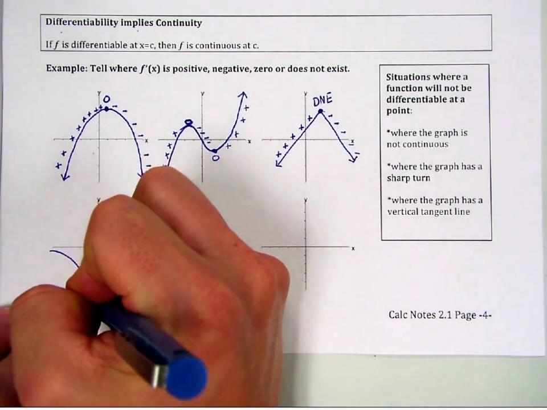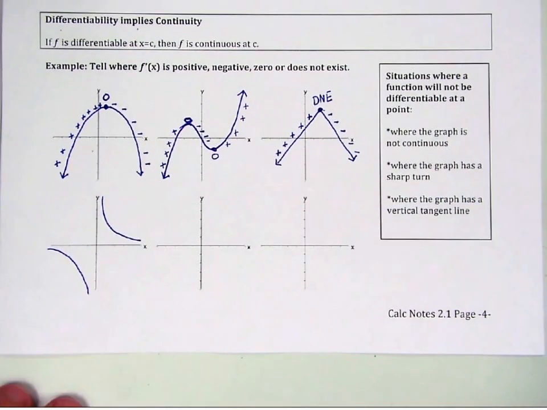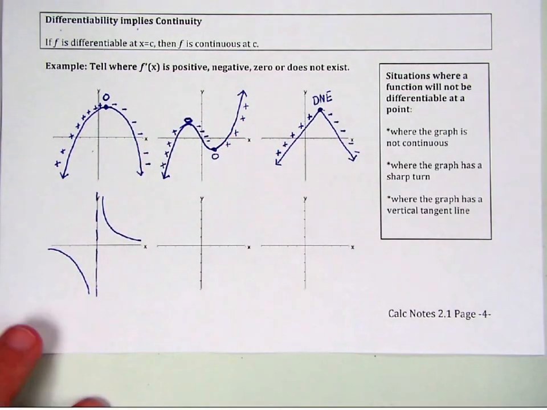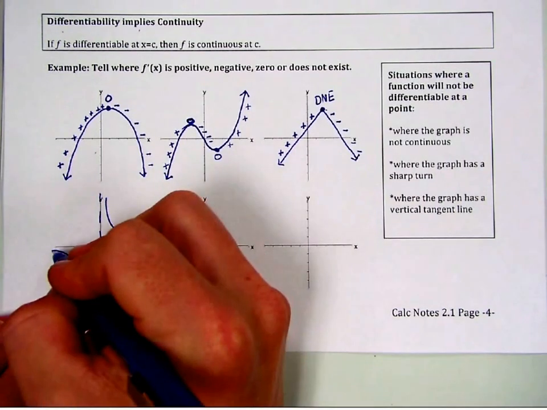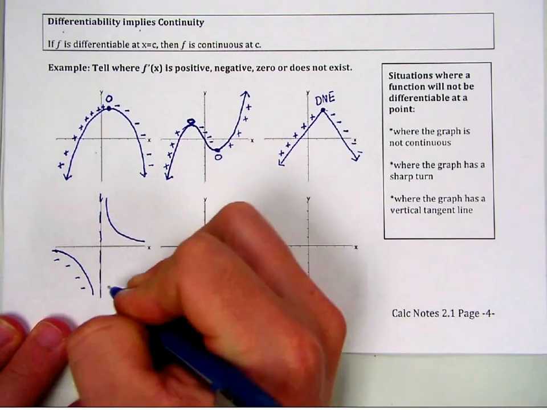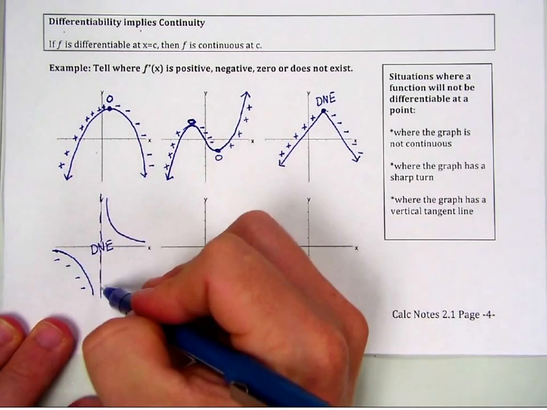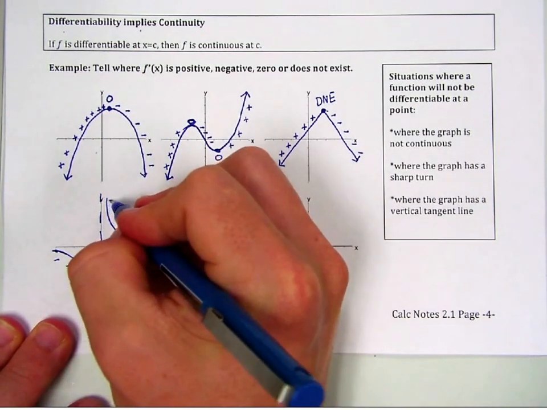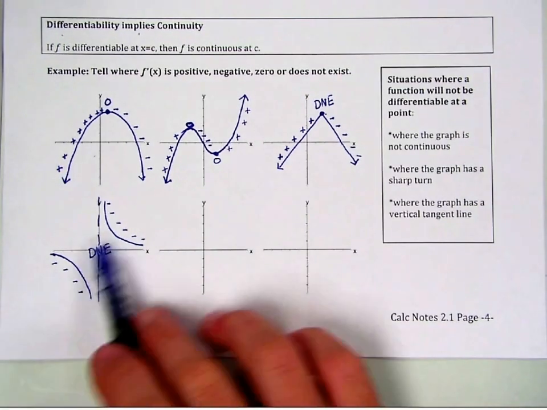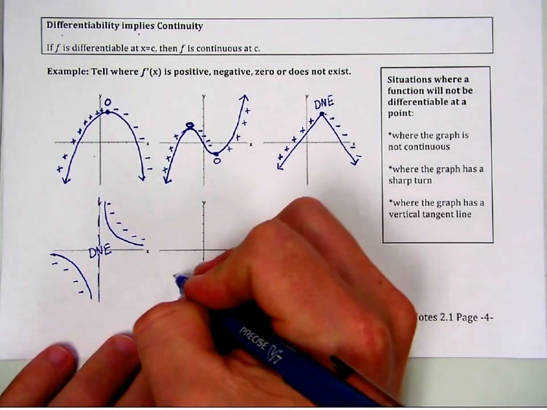All right, let's try this graph. So where is it positive? Where is it negative? We have a vertical asymptote there at x equals 0. So here the slope is going down. So we got negative. Right here at 0, it would not exist because of the asymptote. And here, it's also always negative. So the slope of this function is always negative. Let's try another one.